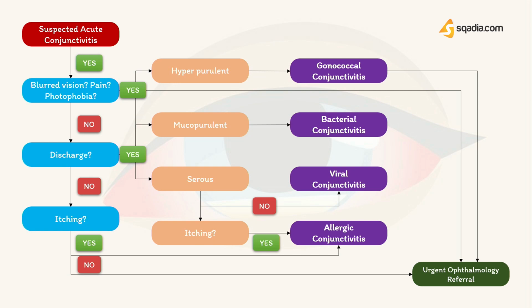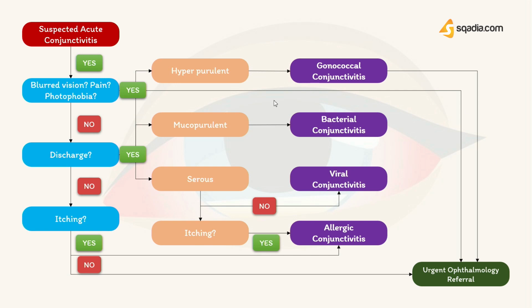Now, if the patient has all these symptoms that we have over here, then you have to observe whether he or she is having a discharge or not. Once you're done with that, you have to examine whether the discharge is of hyperpurulent nature, mucopurulent nature, serous. Now, if the patient has a hyperpurulent discharge, that means we are suspecting a case of gonococcal conjunctivitis, which usually requires an urgent ophthalmology referral.